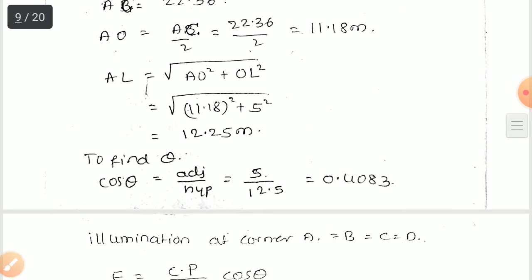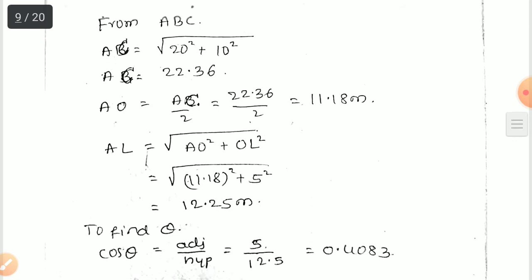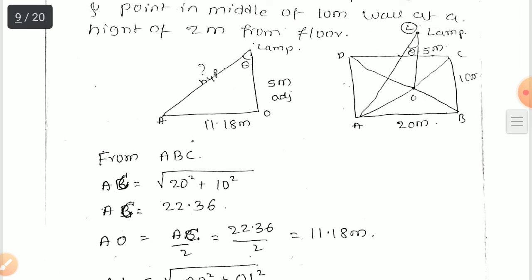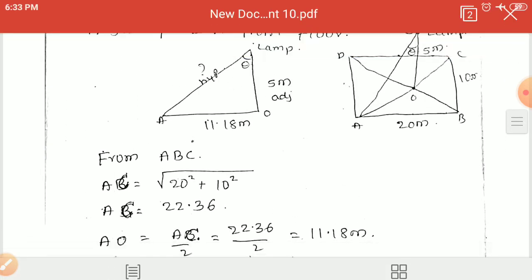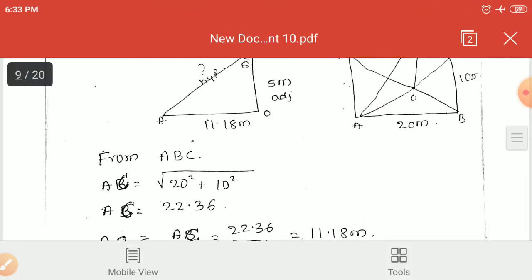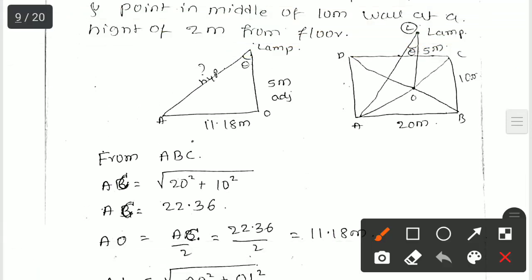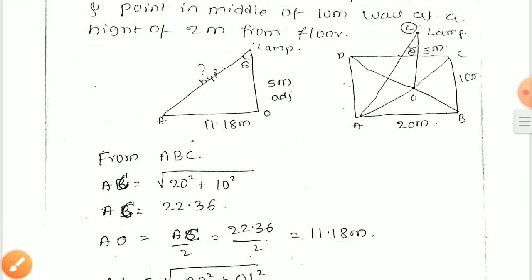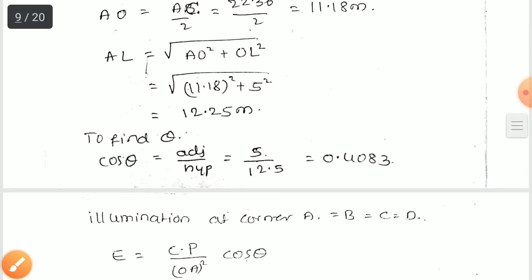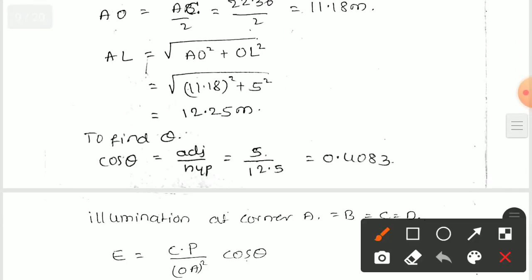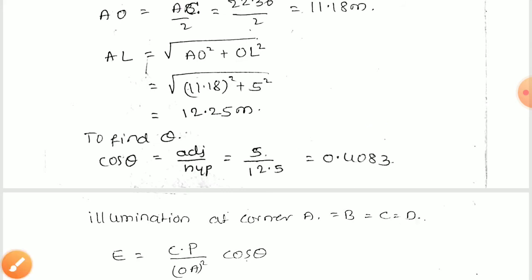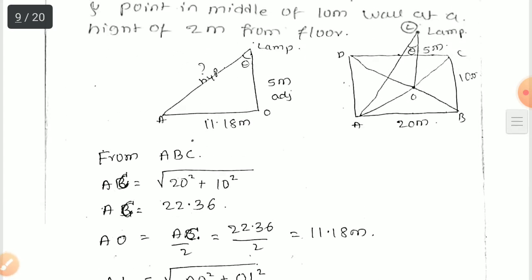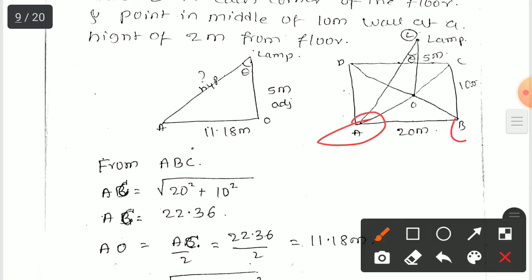So cos theta is equal to adjacent side divided by hypotenuse side. What is the adjacent side here? This is your adjacent side, divided by the hypotenuse side. So you will get cos theta as 0.4083. They have asked you to calculate the illumination at the corners of ABCD.